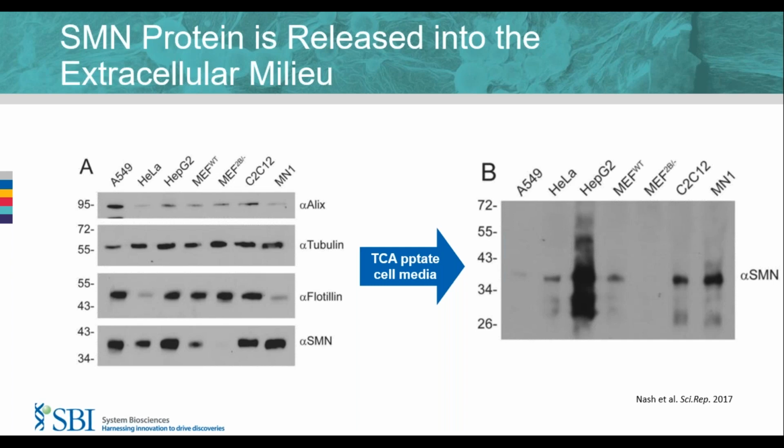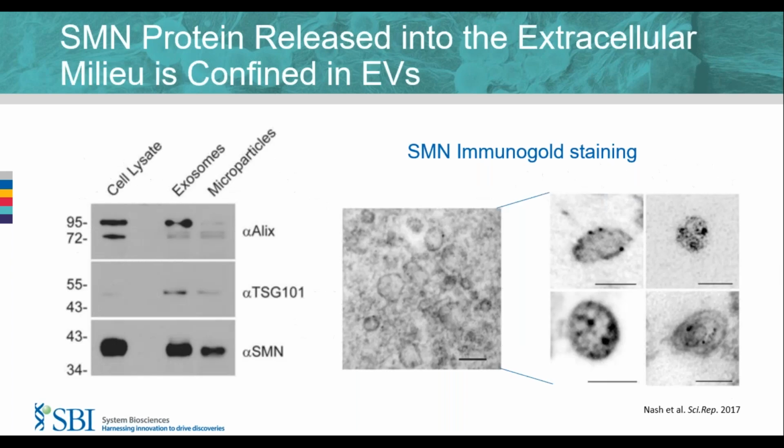So then, of course, they went on and wondered, is this protein actually found within the exosomes or extracellular vesicles? For this, they isolated EVs from cell culture media, and then after characterizing different exosomal markers, they also did SMN immunogold staining to see that SMN is actually found within the EVs.